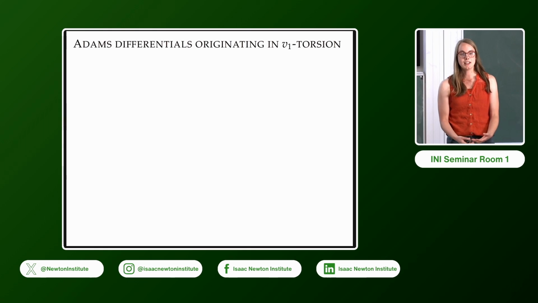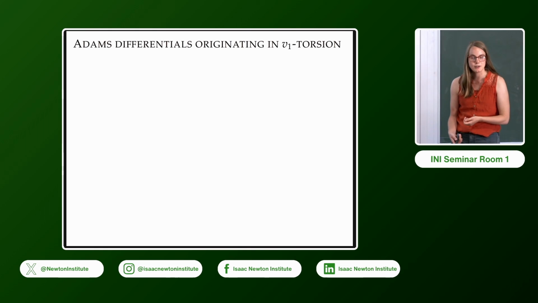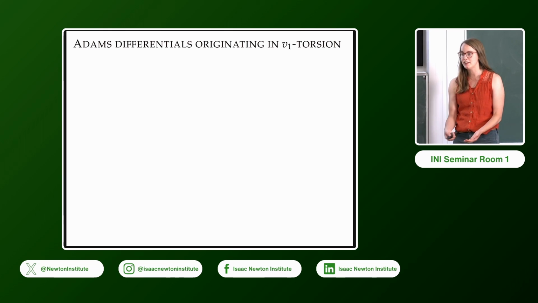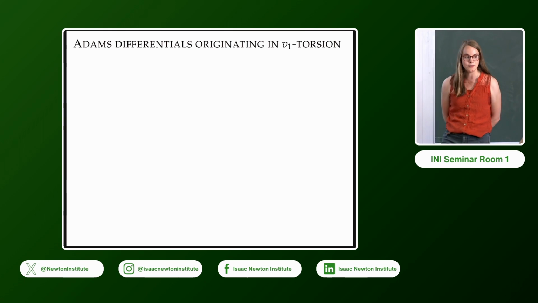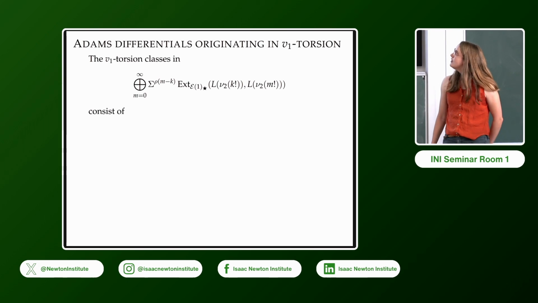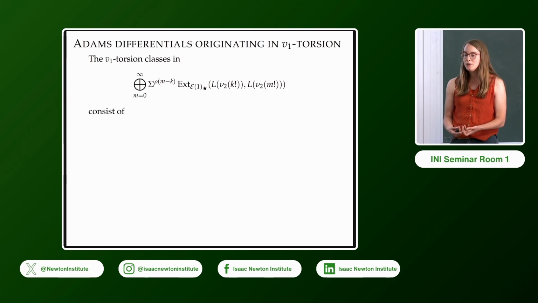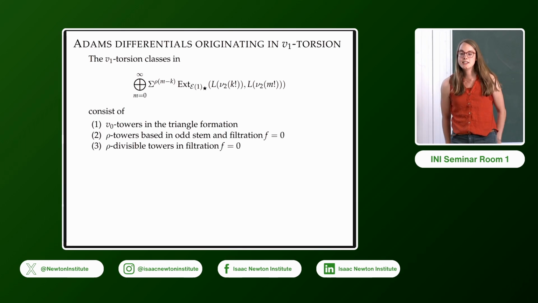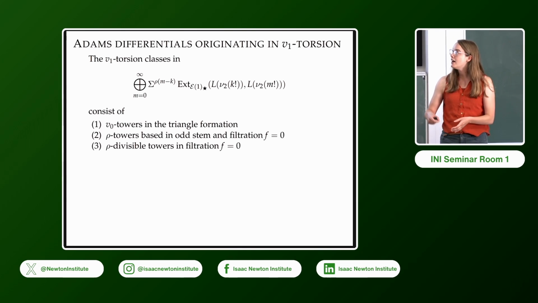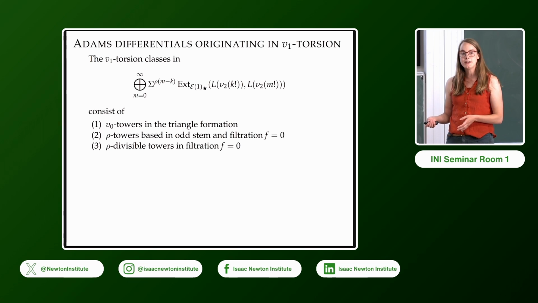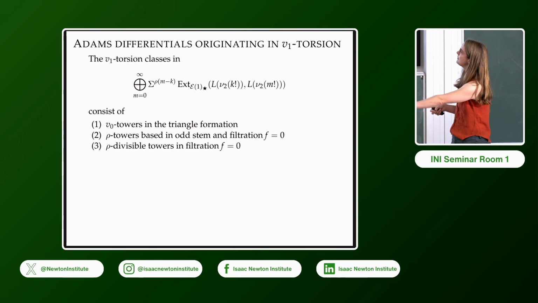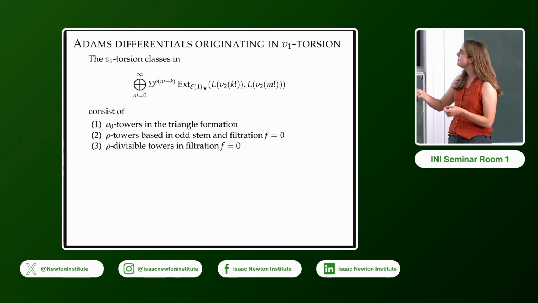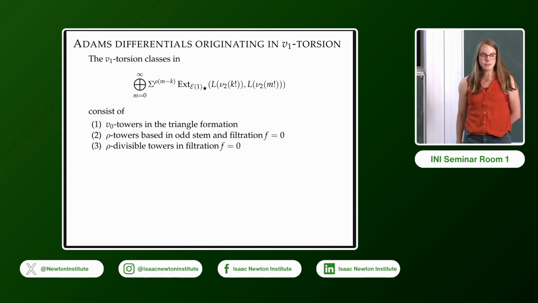So just as an example of the types of arguments that went into this, I'll go through atoms differentials of length 2 originating in B1 torsion. So first, we want to consider the B1 torsion classes in the E2 page. And these specifically consist of V0 towers in that triangle formation, row towers, so those are going off to the left, in odd stem in filtration f equals 0, and also row divisible towers in filtration f equals 0.